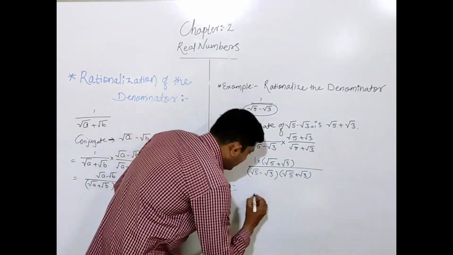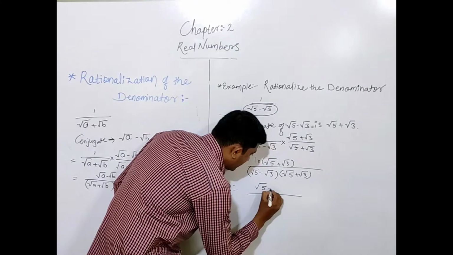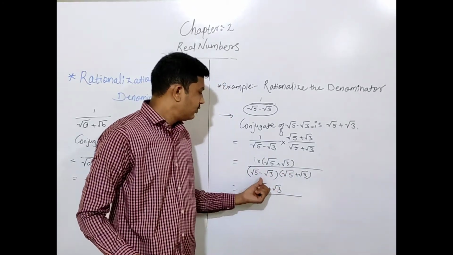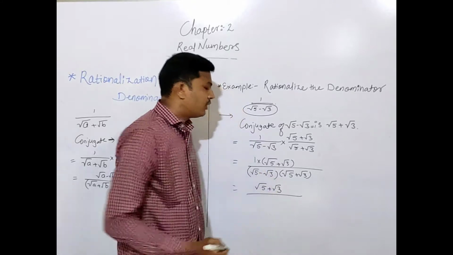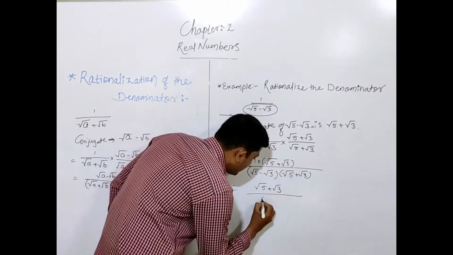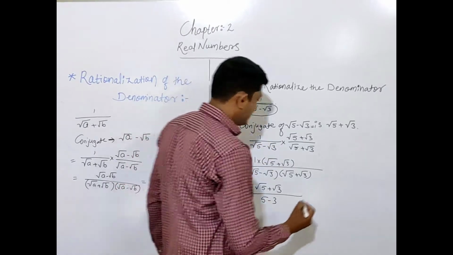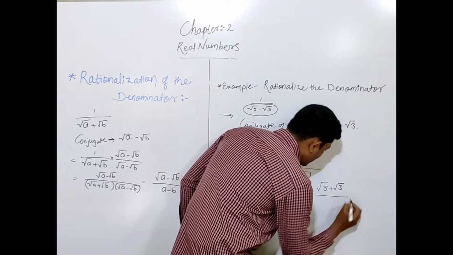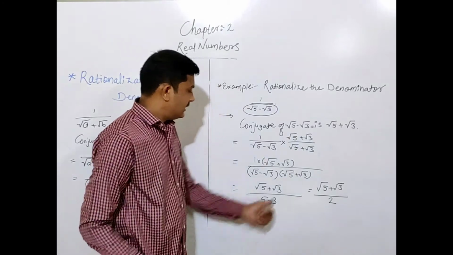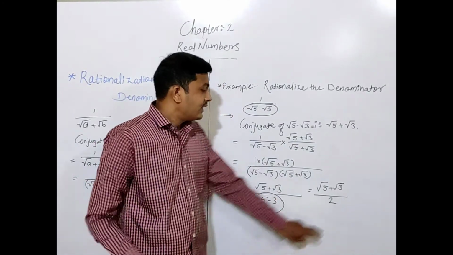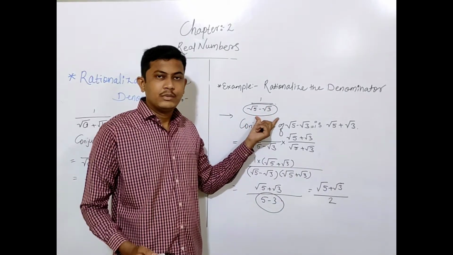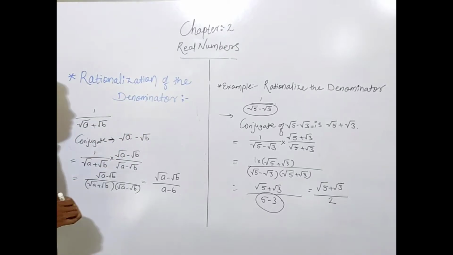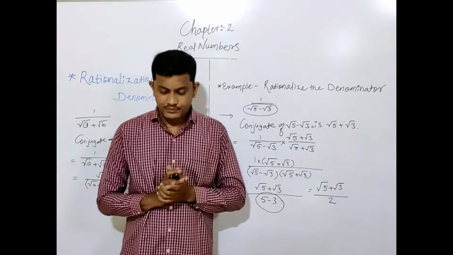Now at the numerator we get root of 5 plus root of 3, and at the denominator this is an identity, that is root of 5 minus root of 3 into root of 5 plus root of 3. So what do we get? 5 minus 3. So here we get the answer as root of 5 plus root of 3 upon simply 5 minus 3, that is 2. Here at the denominator we get a rational term. First it was an irrational term. So this type of example is simply rationalization of the denominator, meaning we have to convert the denominator value to a rational term.